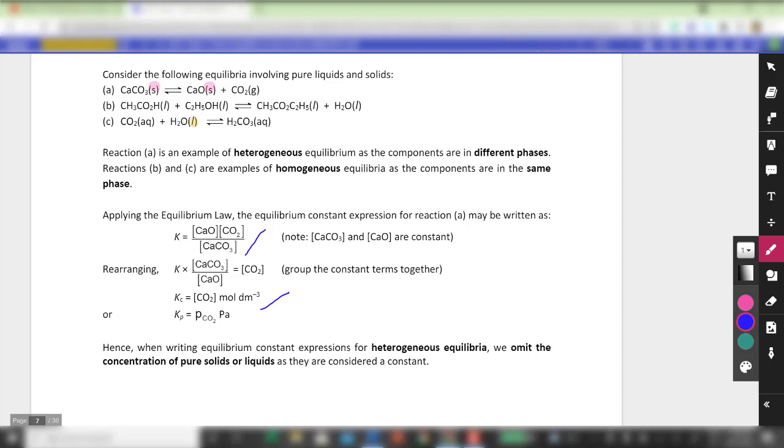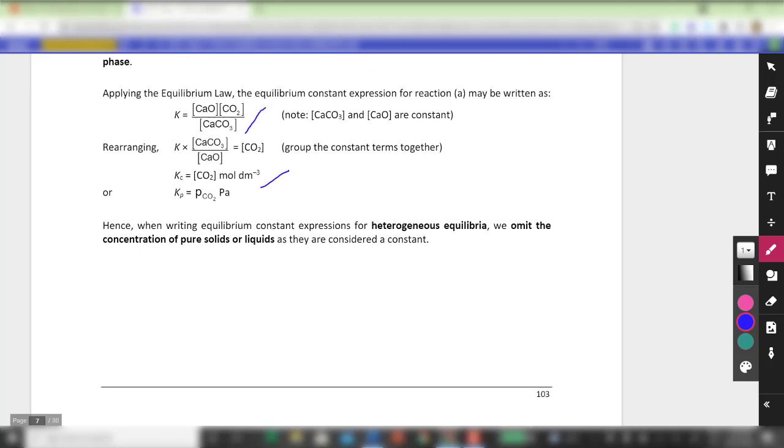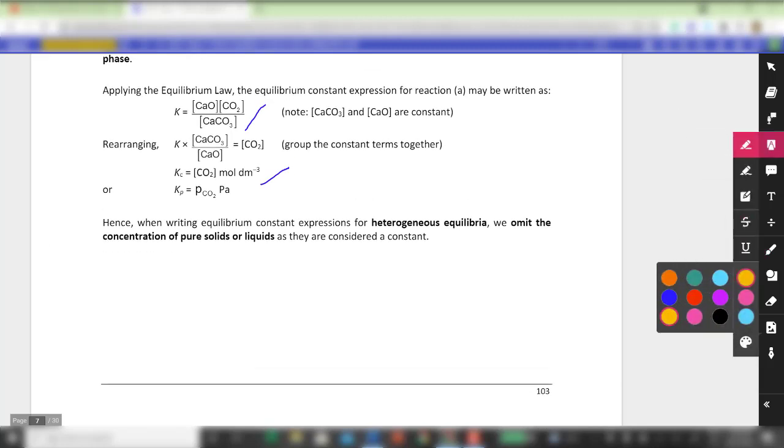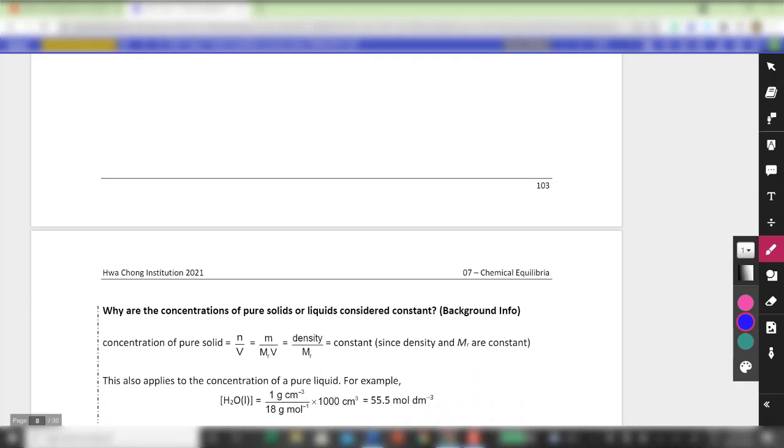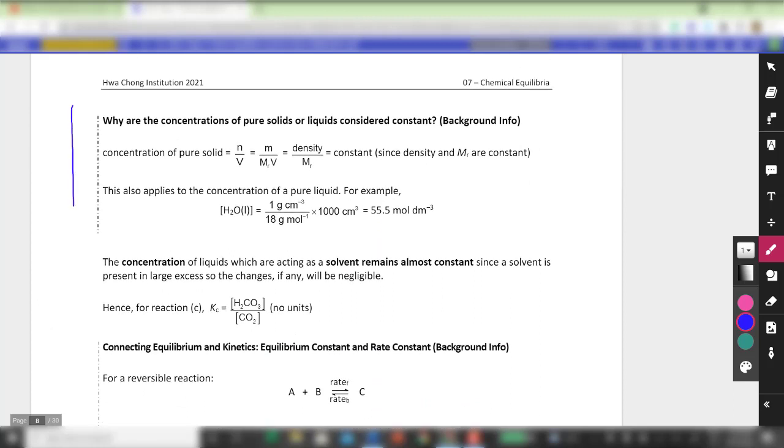In this case, Kc is just the concentration of CO2. And of course, Kp, which only depends on gaseous species, is just the partial pressure of CO2. Something you need to take note of is that for heterogeneous equilibrium, in most cases we omit the concentration of pure liquids and solids because they are constant. This portion explains why they are constant, which I illustrated to you earlier on.